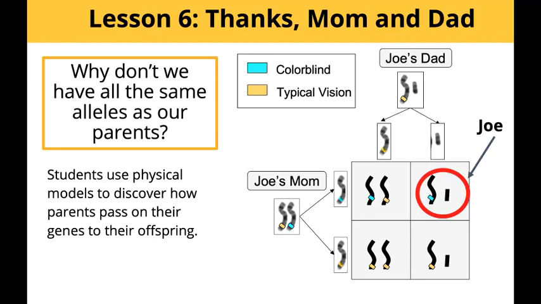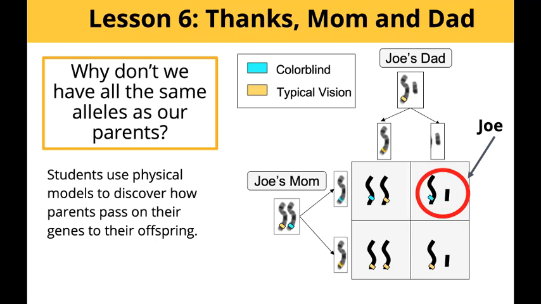Rest assured, we are not investigating the birds and the bees. Instead, we're trying to figure out where a baby's genes come from. Using models, students discover why parents only pass on half their chromosomes and why chromosomes are inherited randomly. At this point, students understand that Joe and Becky each received half their genes from their parents at random.